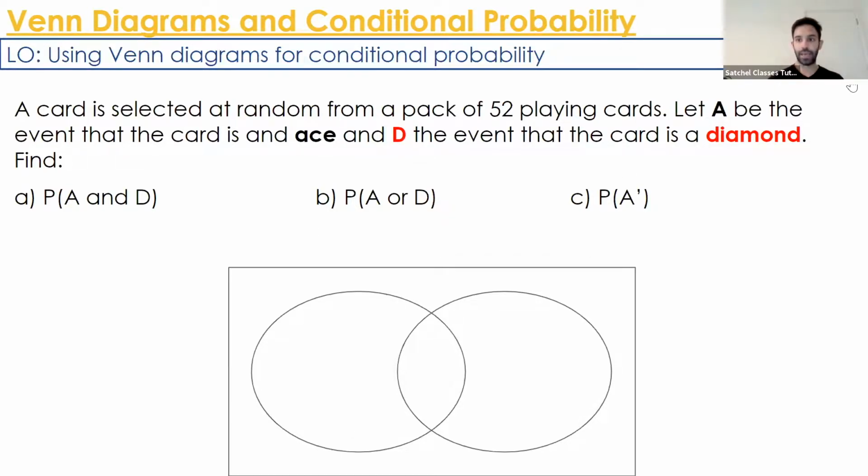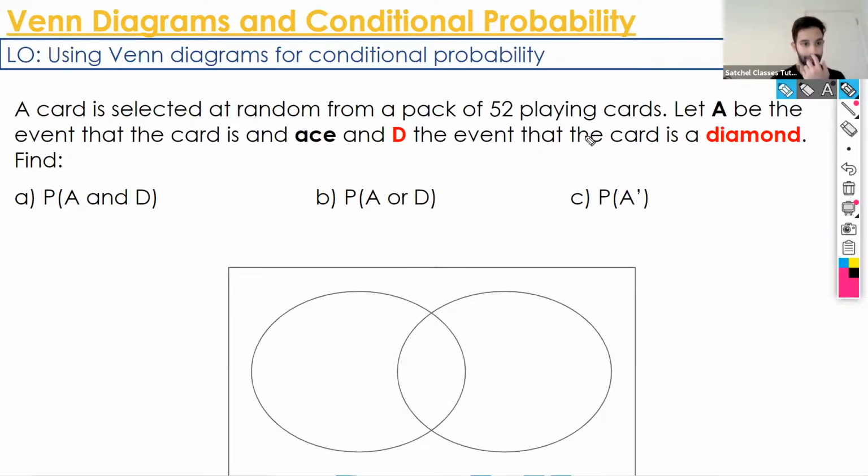on probability and Venn diagrams, so here it says a card is selected at random from a pack of 52 playing cards. Let A be the event that the card is an ace and D the event that the card is a diamond. Find the probability of an ace and a diamond. Now, we can rewrite this using Venn diagram notation as the probability of A and D. So that's the intersection of A and D, the region where we have an ace and a diamond, well, that will be this region here.